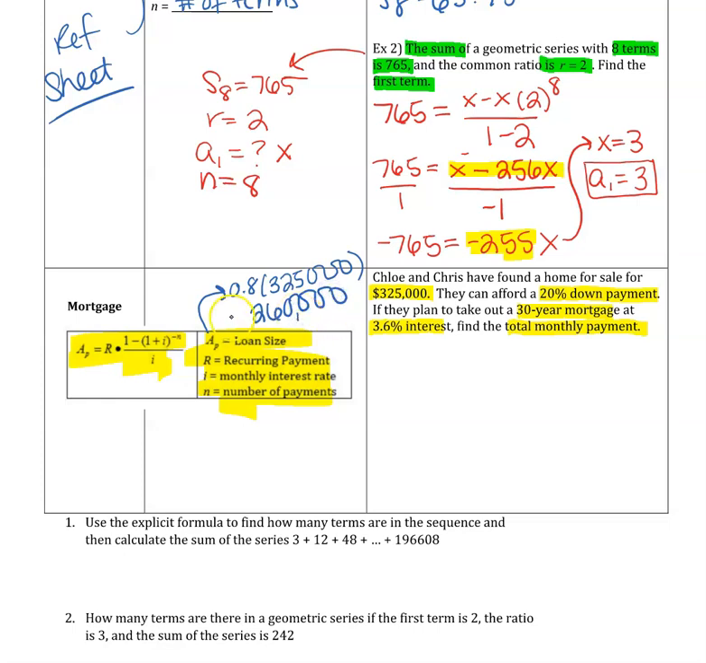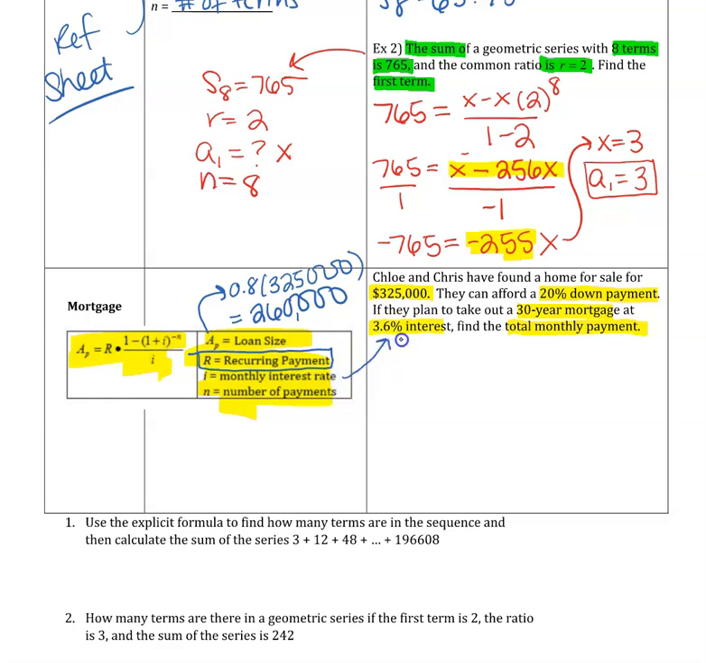Okay, so basically they still owe $260,000 on the house then. That's their loan size. Their recurring payment is actually what you're solving for. That's their monthly payment. Now, this interest rate is actually an annual interest rate. So anytime they talk about that in terms of houses.